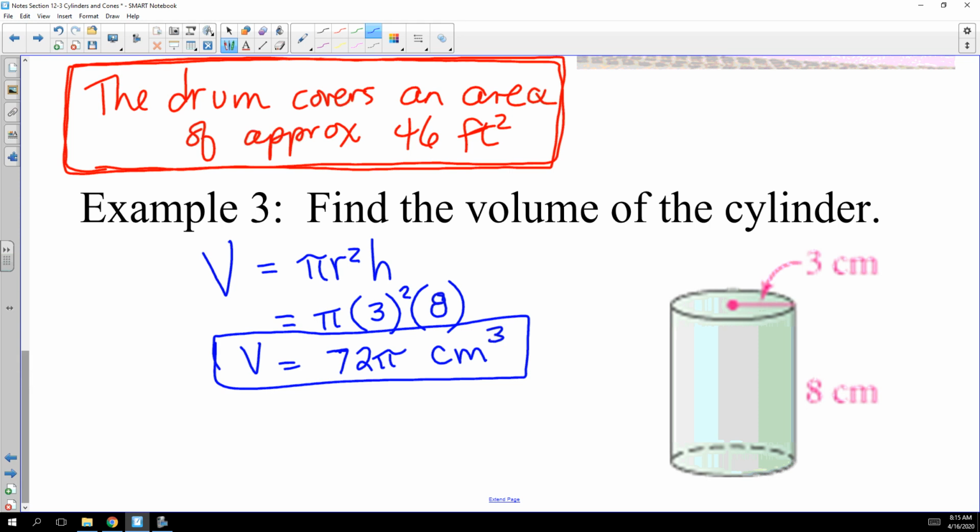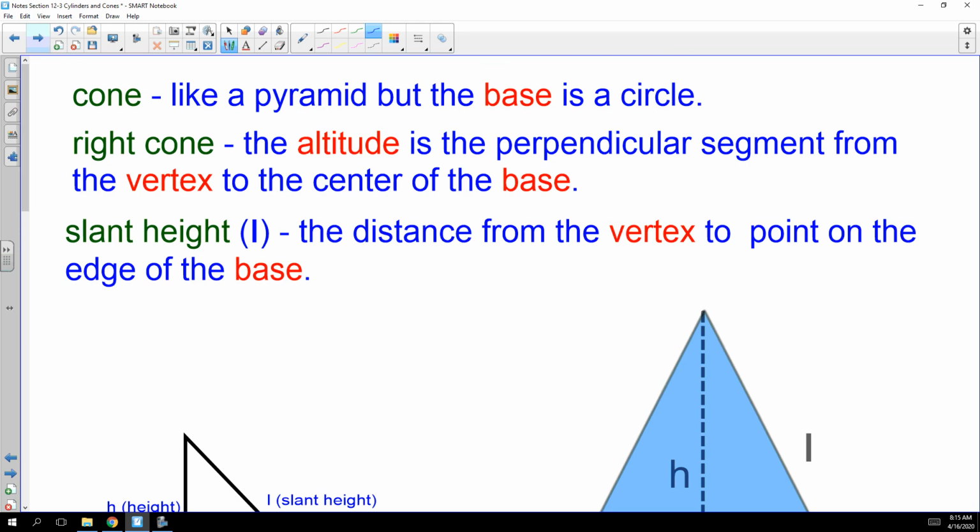Okay. Next, let's talk about cones. So a cone is similar to a pyramid, similar to a cylinder, but the base is a circle. In a right cone, the altitude is the perpendicular segment from the vertex to the center of the base. Remember that very often we're going to use that term altitude synonymously with height. I'll use those terms interchangeably a little bit, but remember that height is really just the length of the altitude.